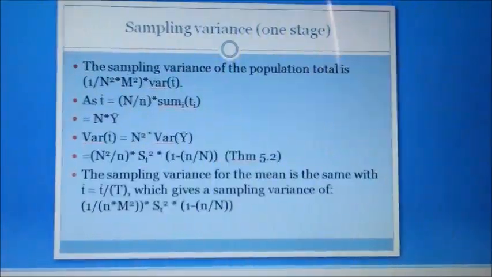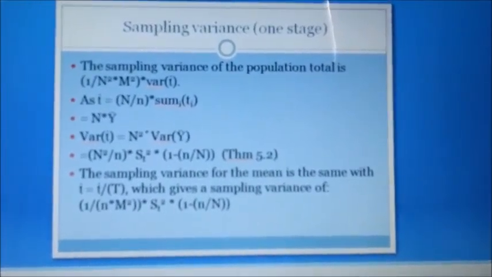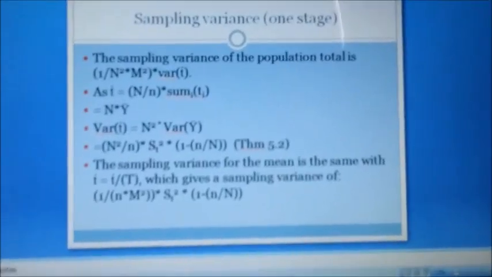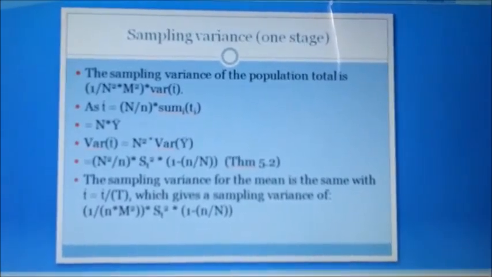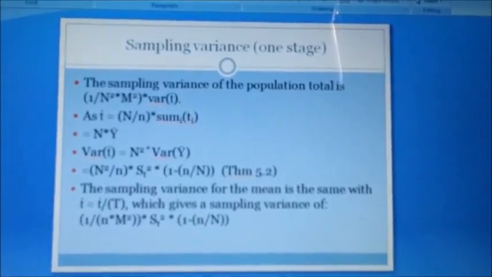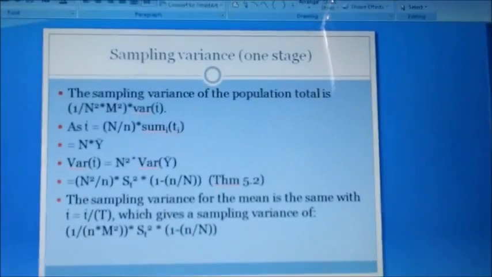So the sampling variance for the mean is going to be the same as this, except you replace T dot with T dot over the population total, which gives a sampling variance of 1 over n times M squared times the standard deviation t squared times 1 minus n over N.